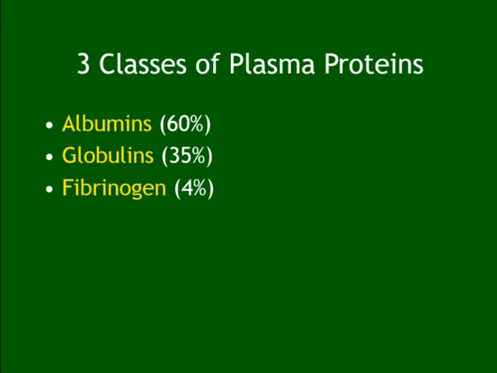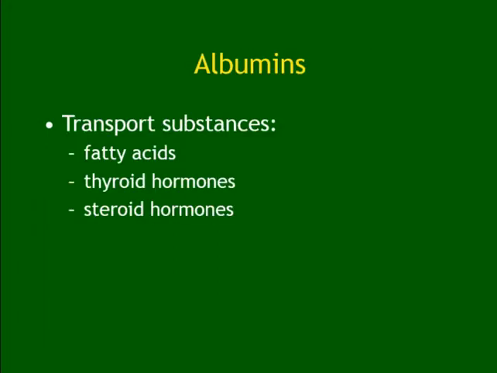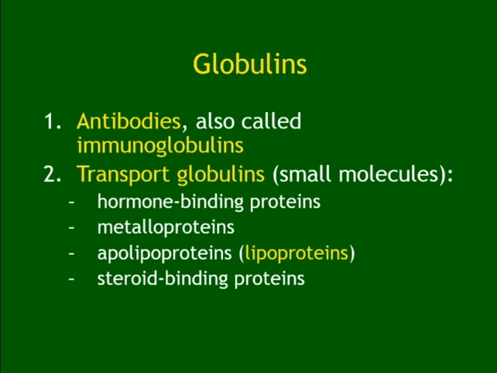So we said albumin, globulin, and fibrinogen. And for albumin, we talked about the transport function and the osmotic function. Transport of what? Fatty acids, thyroid hormones, and steroids. The three of them are hydrophobic, lipid in nature. So it carries lipid soluble things, anything that's lipid soluble.